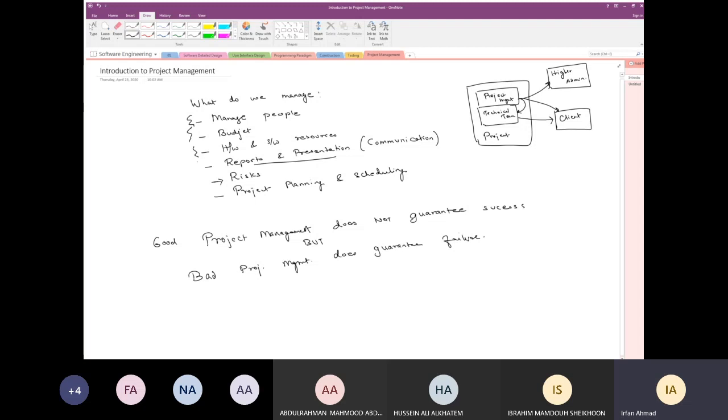Again, risk management, as I said before, we are going to take this topic completely very soon. But the idea is: what can go wrong in the project and how do we manage if that happens? So it's a big topic again in project management, to do risk management.